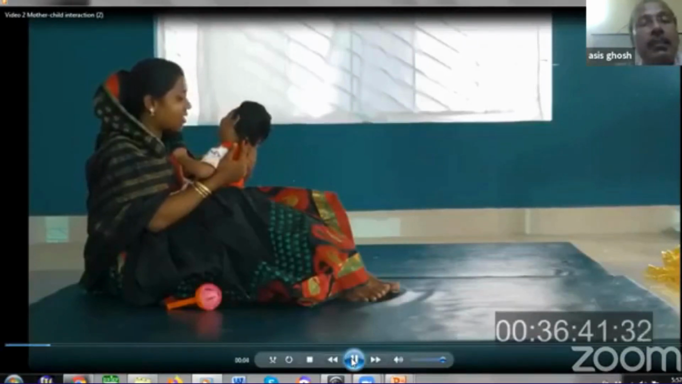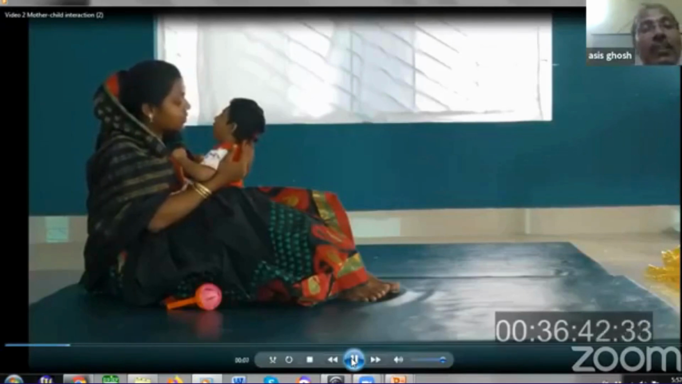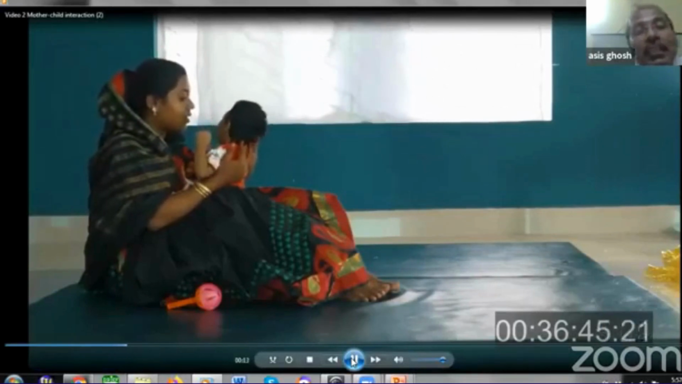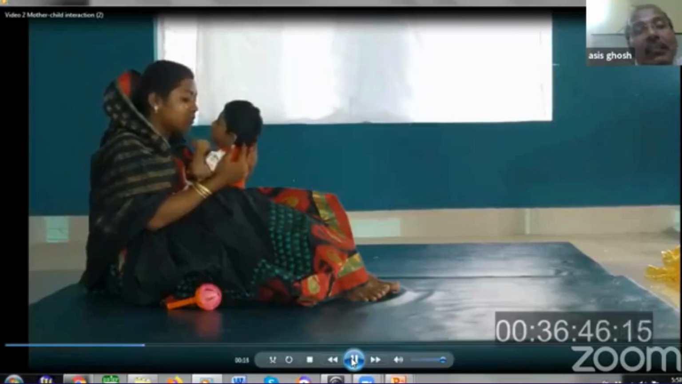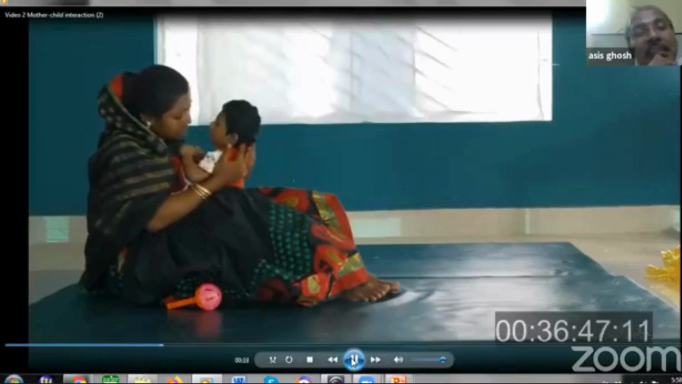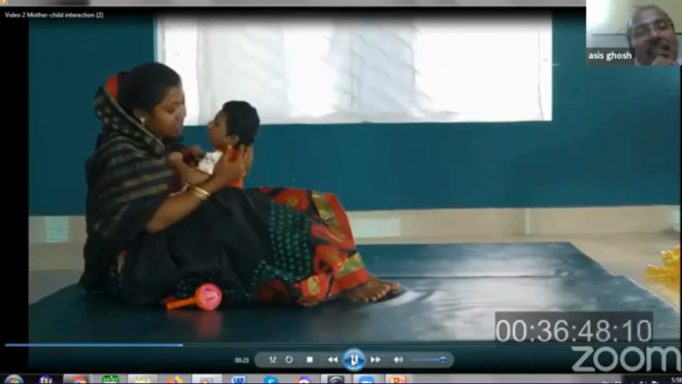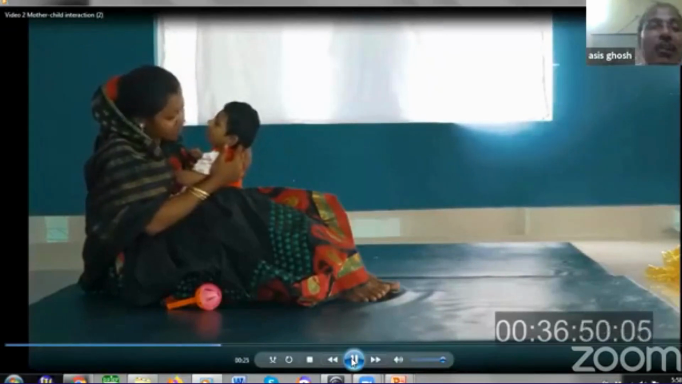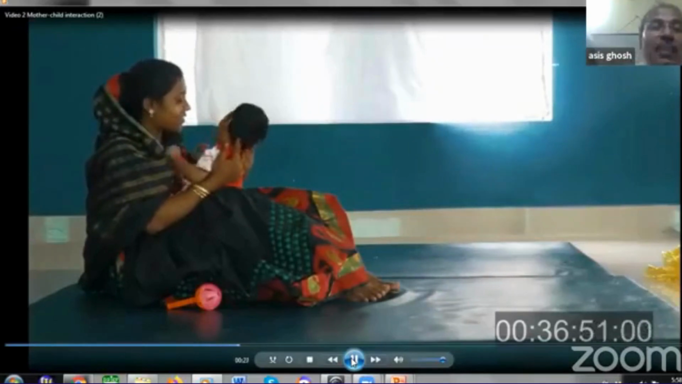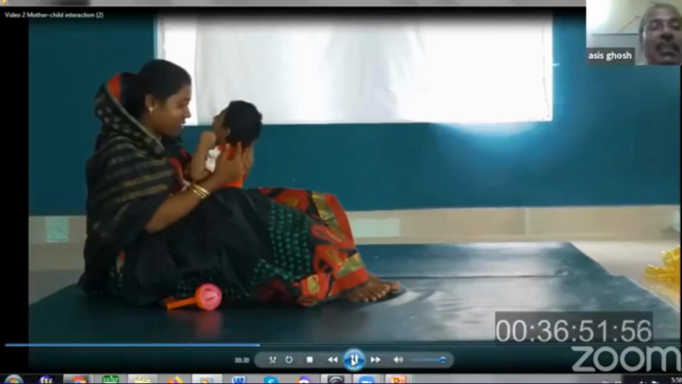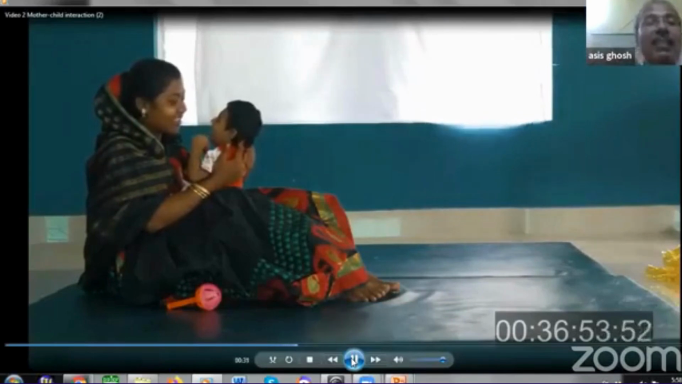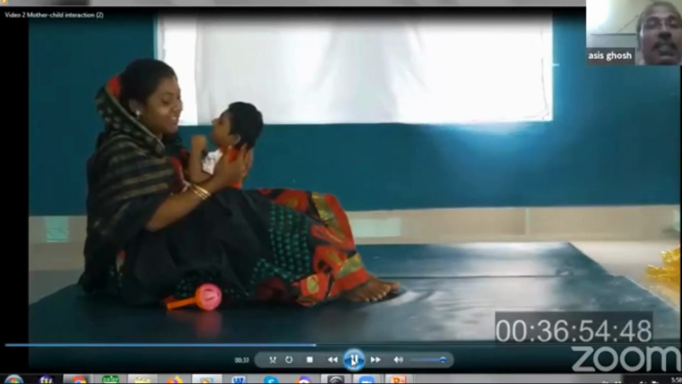Now look at this mother. Look at the way she is holding her child. This is the same child, you saw his video. See how the child is reacting to the mother's voice. See, this is communication. The way the mother is holding, this is part of your therapy. The child is holding his head in the middle, upright. The child is expressing, so it's fun for the child.